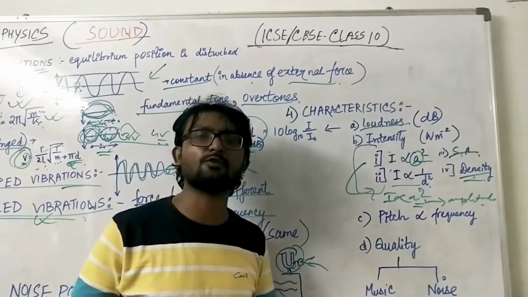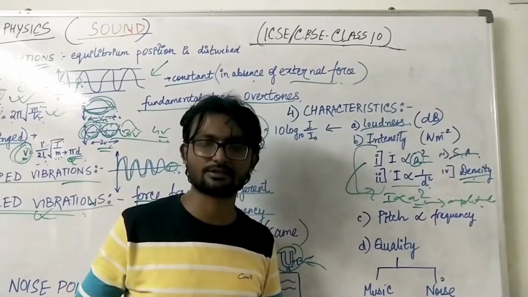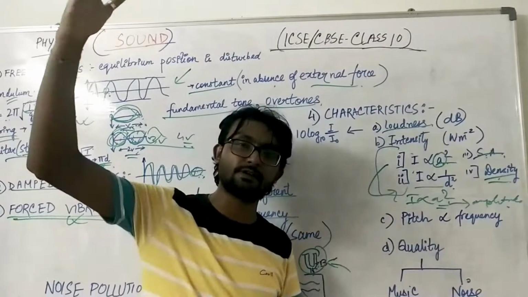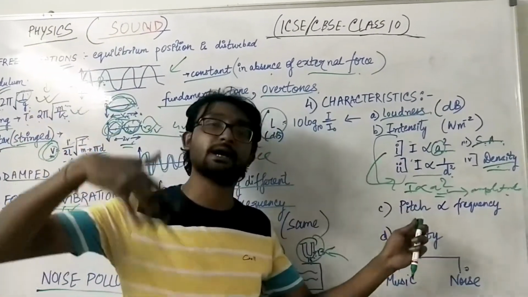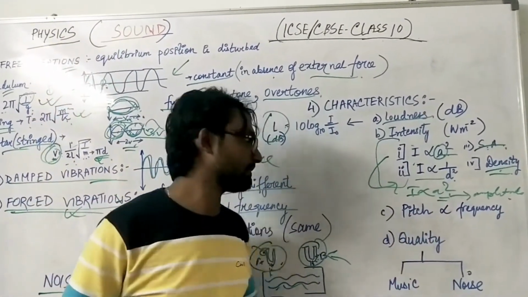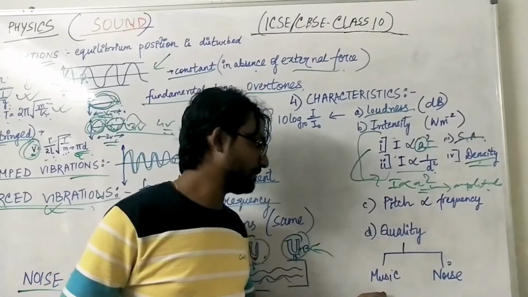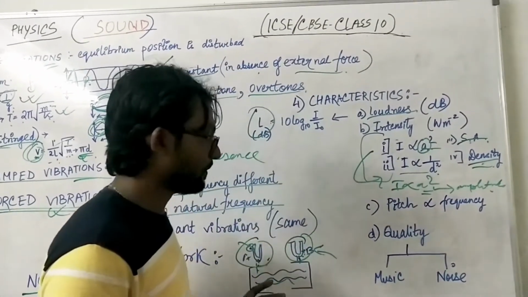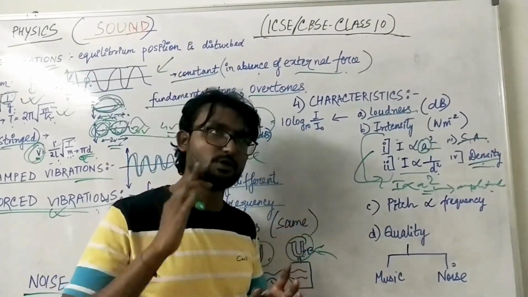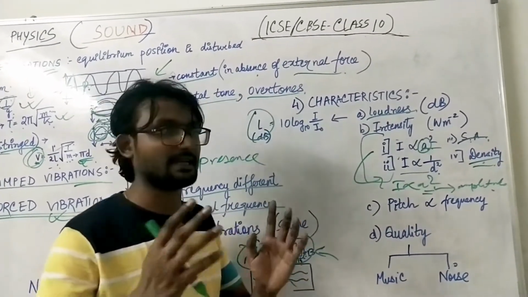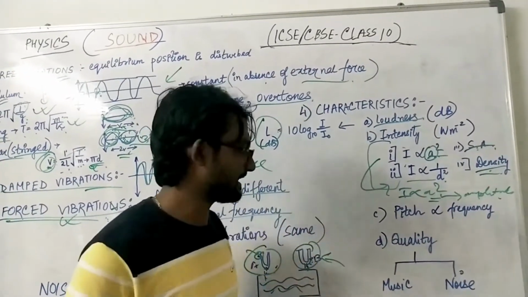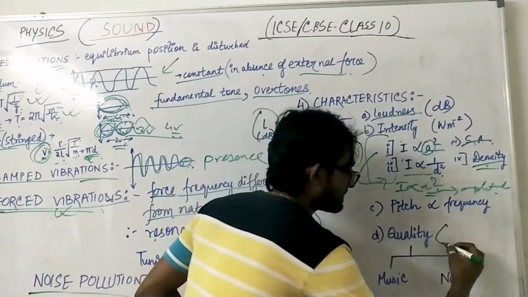Then pitch is how shrill or soft the voice is. It depends on frequency. The more the frequency, the higher the pitch. The lower the frequency, the lower the pitch. Then comes the quality, music or noise. I have given these two parts because quality determines which sound is music and which sound is noise, like what is pleasant to your ear or what is harmful to my ear. That is the quality, also known as the timbre.